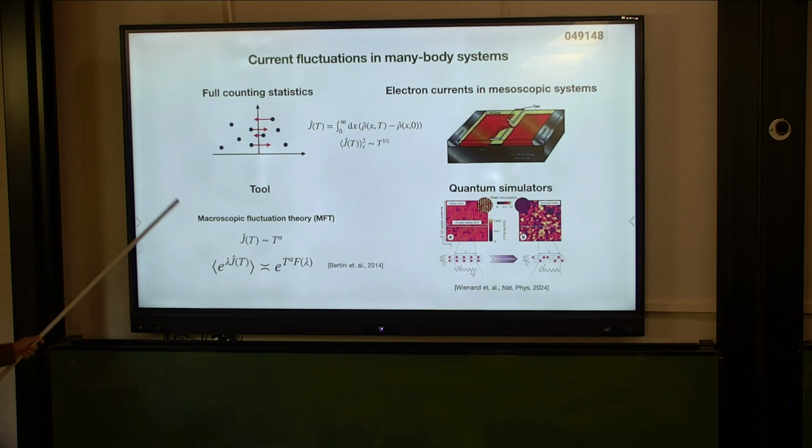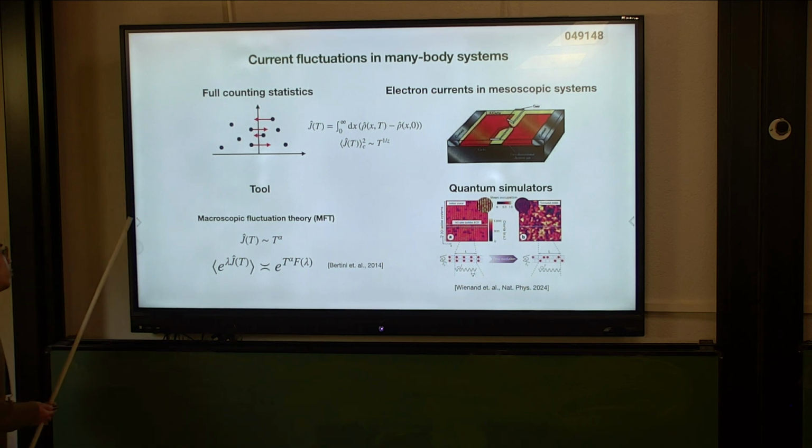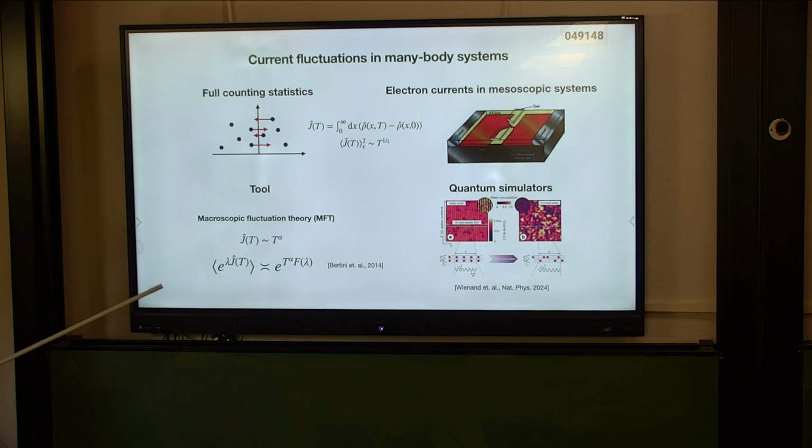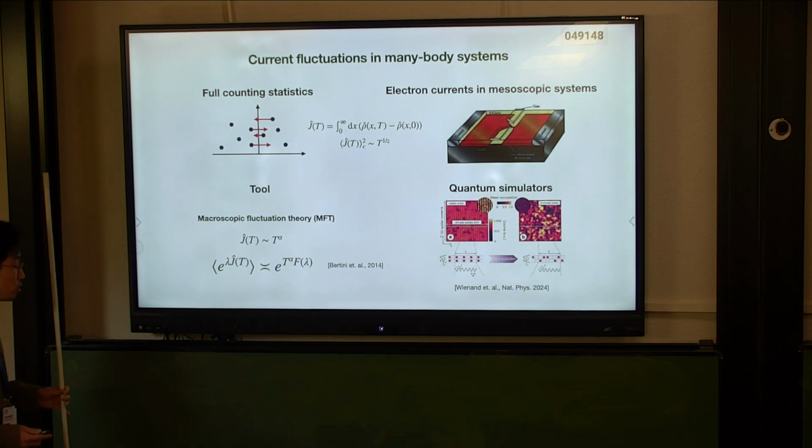But basically, this theory is based on hydrodynamics, and it really allows you to calculate these fluctuations based on hydrodynamic data. For example, if you are interested in the large deviation of the current, by large deviation, what I mean is that the current or the transferred particles you observe could sometimes significantly deviate from the mean value. And that kind of event is called a rare event.